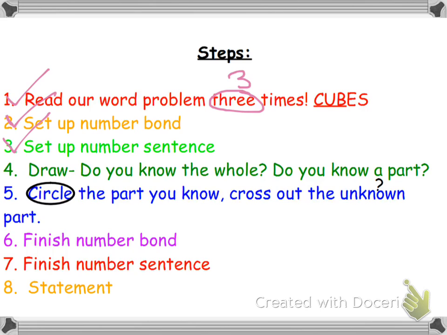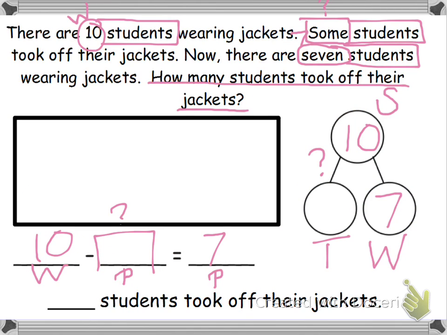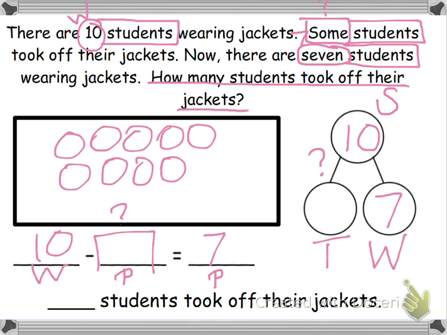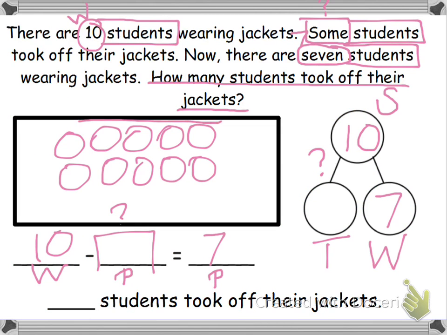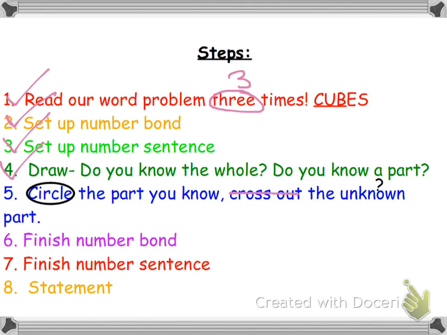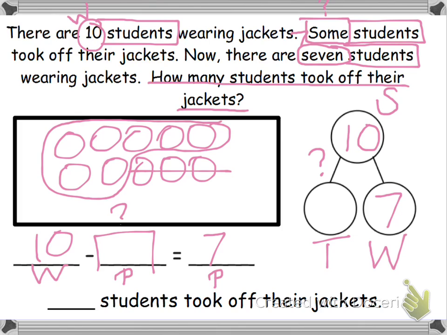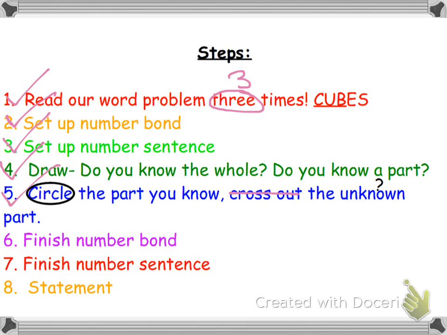Now we're going to draw. Does the word problem tell us the whole? Yes, 10. We're going to draw it. So let's draw 10. What's the part that the word problem tells us? 7, right? So we're going to circle the part that we know. So I'm checking that I drew my whole. Now let's circle the part that we know, which is 7. So 5, 6, 7. Cross out the unknown part. So cross out the part that we did not know. What was the part that we didn't know? This right here. 3, right? So we circle the part we knew, we cross out the unknown part.